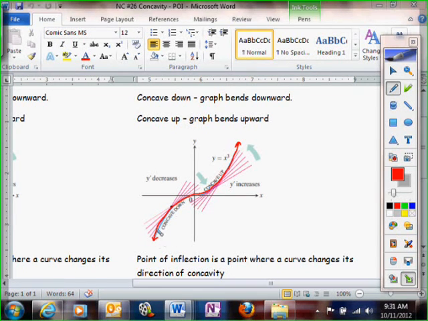All of these other lines are tangent lines, which means they go through a point on the graph, but they never actually cross through the graph. They just go through a point on the graph. And there's several tangent lines. We'll talk more about tangent lines at another time.